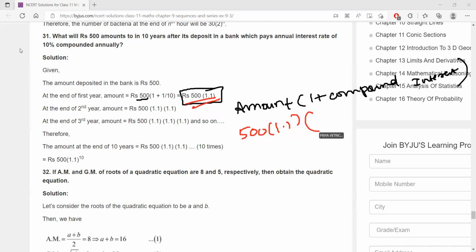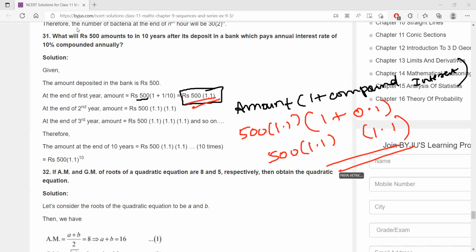And you will say 1 plus compound interest, which is 10%. When you convert 10% into a fraction, you will have 10 upon 100. When you simplify that, you will have 1 upon 10. When you convert it into a decimal, you will have 0.1. So it is 500 times 1.1 times 1.1. Ma'am, why are we adding 1? This is the formula for calculating the amount at the end of a specific year.